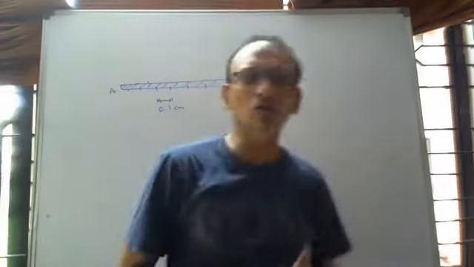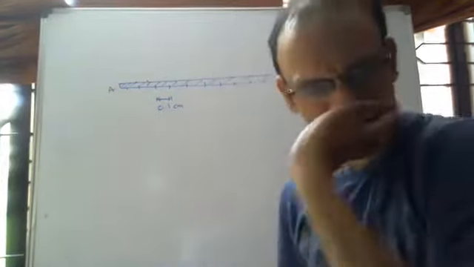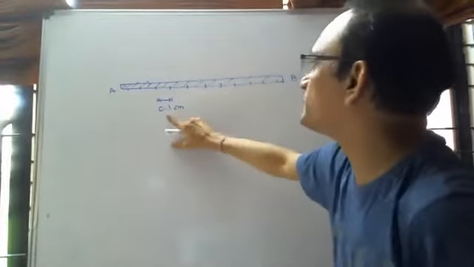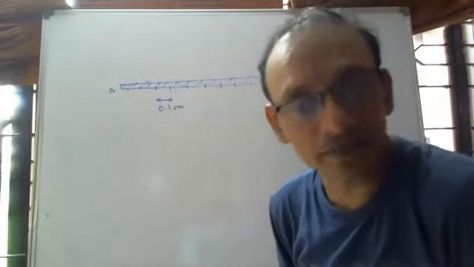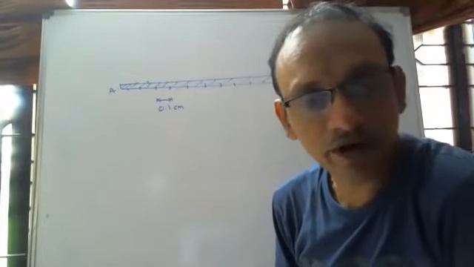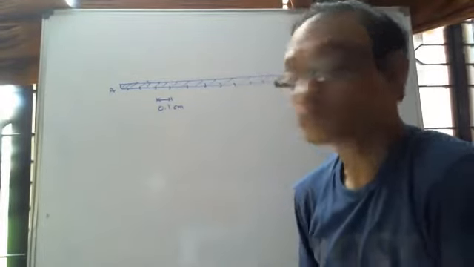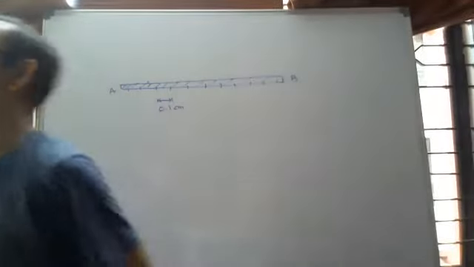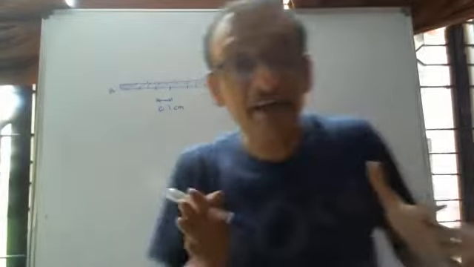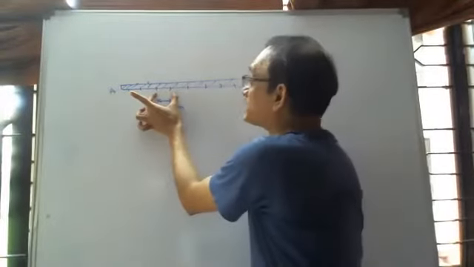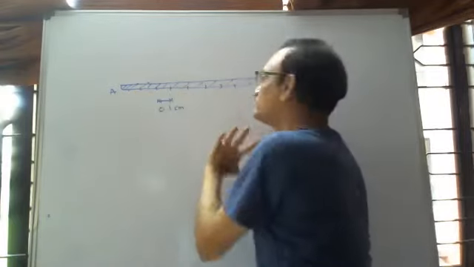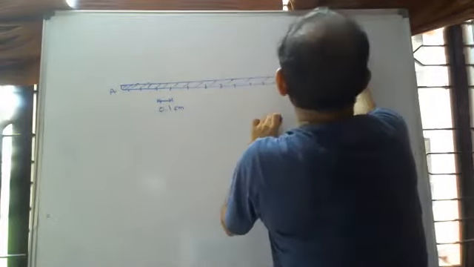0.1 centimeter कितना होता है? 1 millimeter होता है ना? 1 centimeter is 10 millimeters. Successive divisions के बीच में distance 0.1 centimeter होता है, right? Now, potential gradient is what I need to know, what the potential difference between these two would be. K is the potential gradient.